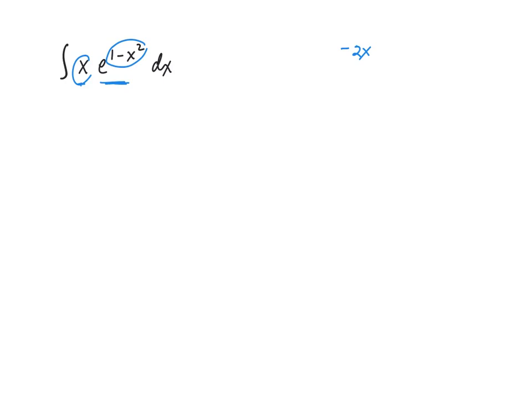But negative 2x could easily be manipulated to become x. All we need to do is divide it by negative 2. You will be able to turn that into x. So this could still work. Let's see. So let's make u as 1 minus x squared. So now your du dx, as we have seen here, okay, let me write that down below. So your du dx is equal to negative 2x.